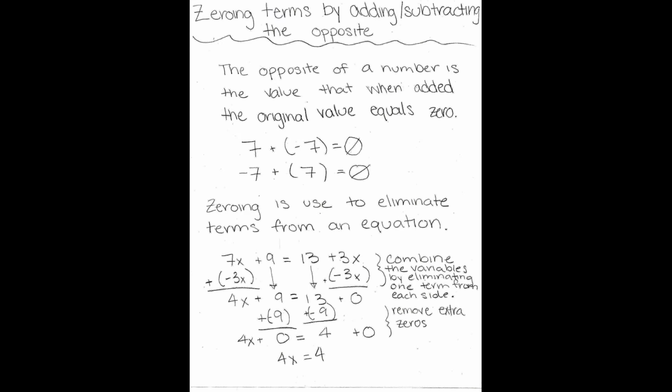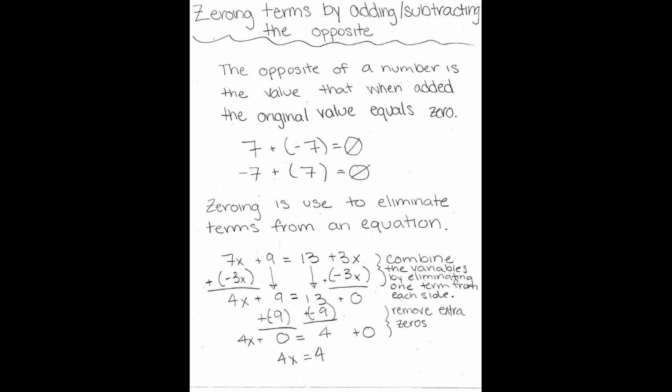7x plus 9 equals 13 plus 3x. I can remove or eliminate 3x from both sides. That will zero out my most right term, which is 3x minus 3x, which gives me 0. But what I do to one side of the equation, I must do to the other. Therefore, from our 7x, I must take away 3x, leaving me with 4x.